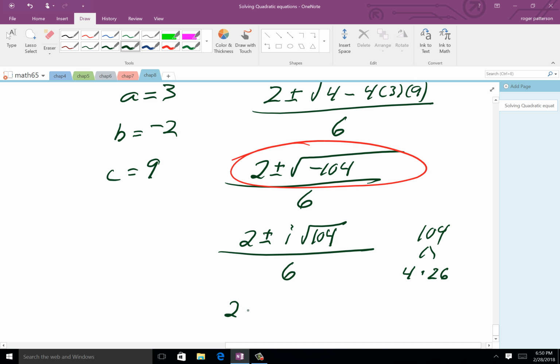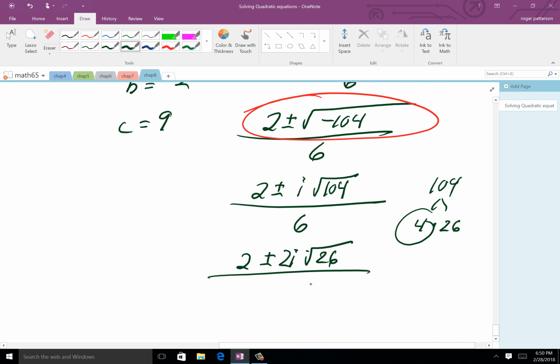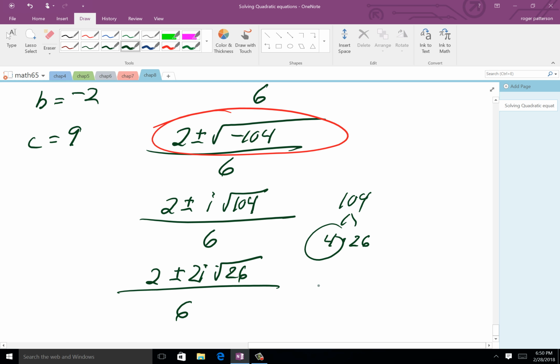So we can take this. This i is going to come out. 2 is going to go there, 26 over 6. So reduce, reduce. So this is reduced here. So I'm going to get 1 plus or minus i square root of 26 all over 3. 2 goes in here, 2 goes in here.